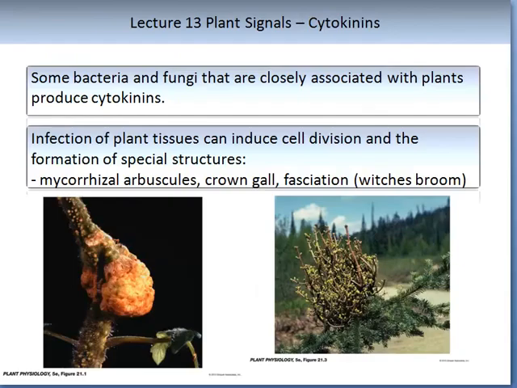Some bacteria and fungi that are closely associated with plants produce cytokinins. Infection of the plant tissues can induce cell division and the formation of special structures. For example, infection by the microbe Agrobacterium, or crown gall, causes fasciation. Fasciation is an abnormality in a plant in which a stem enlarges into a flat ribbon-like shape, resembling several stems fused together. This infection occurred on witch's broom.